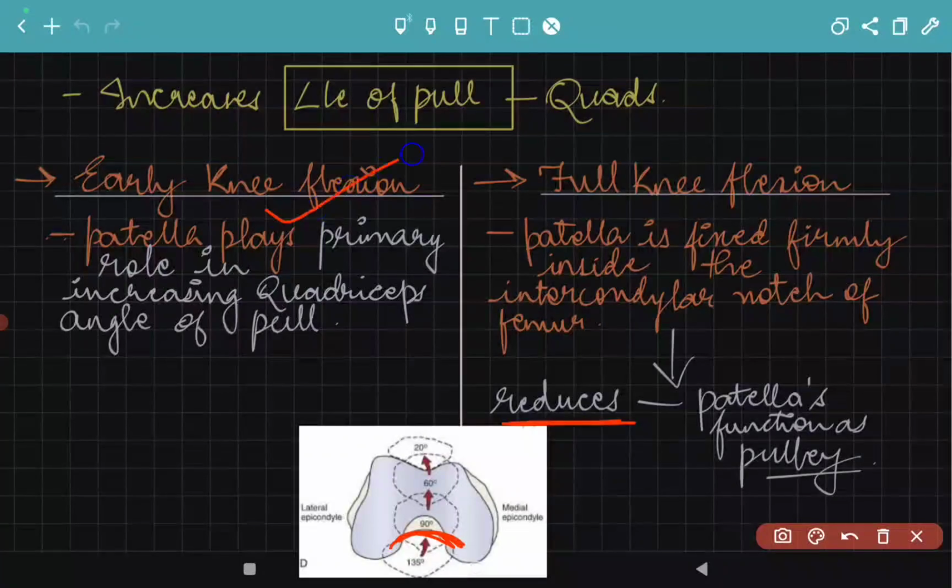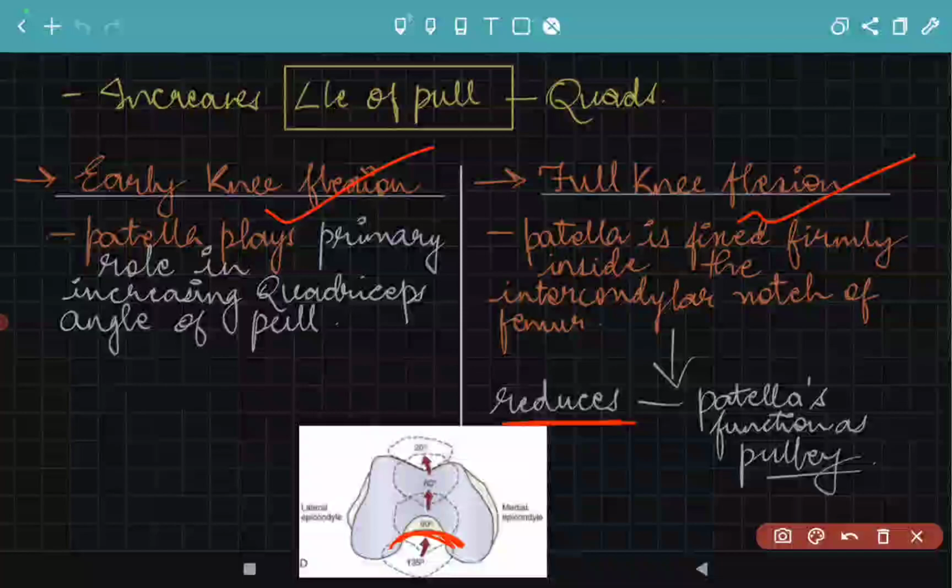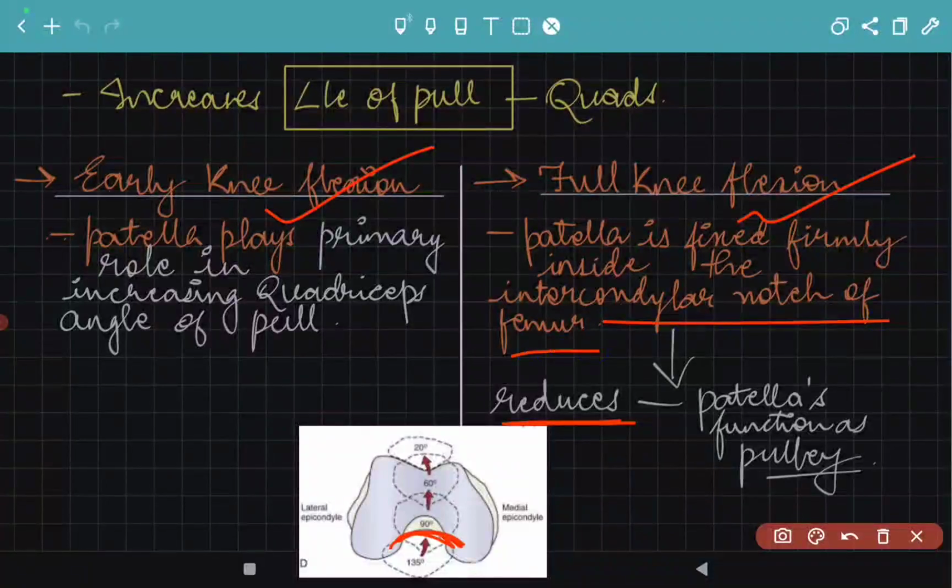So in early knee flexion, it was playing its important role to increase the quadriceps angle of pull. But in full knee flexion, as it gets fixed firmly inside the intercondylar notch of the femur, this will reduce its ability to function as a pulley.